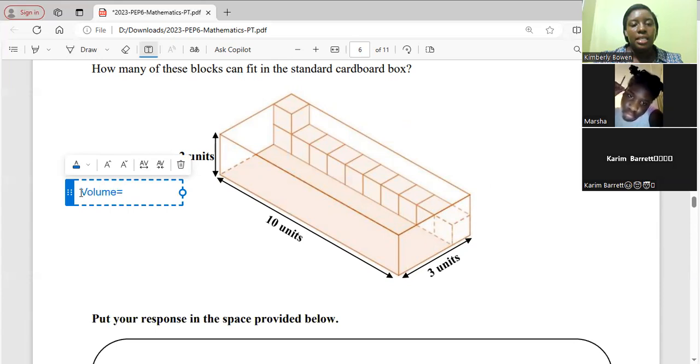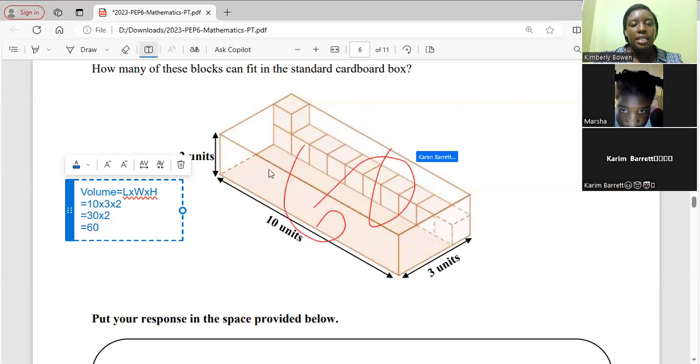The formula for volume is the length times width times height. All right, so remember that's the formula for volume. So if we do the length times width times the height, we know that it's 10 times 3 times 2. And we know that 10 times 3 is 30 times 2. 30 times 2 is 60.